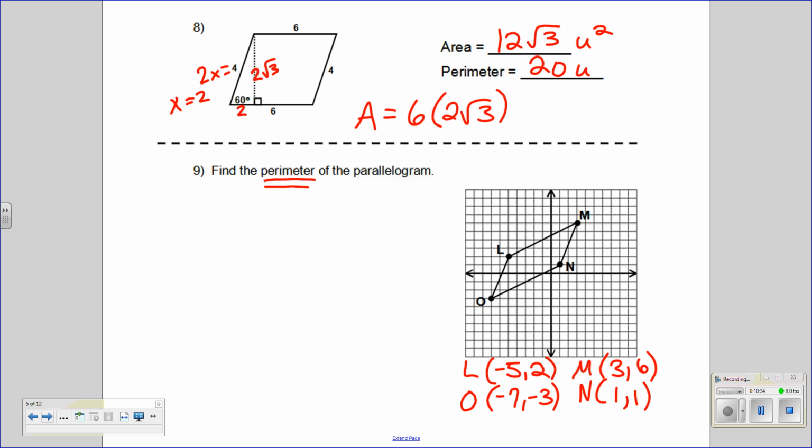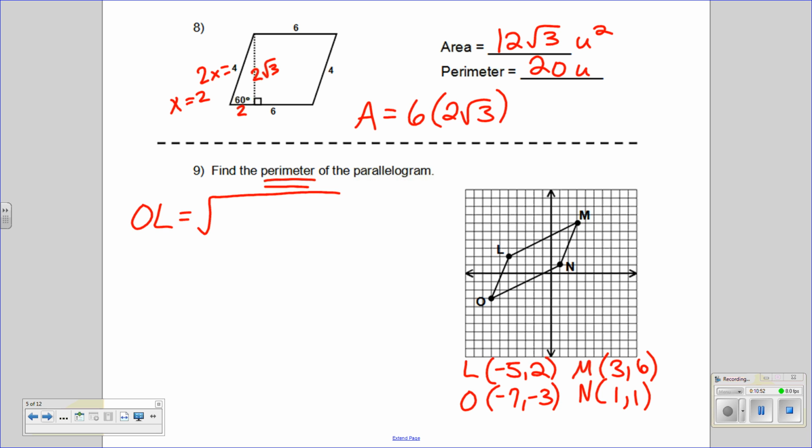All right, now do we need to find the length of all four sides? No, because in a parallelogram, we know that opposite sides are congruent. So I'm just going to find the length of two of the sides, and then, of course, multiply each one by 2, and then add them all together. So I'm going to find the length of OL.